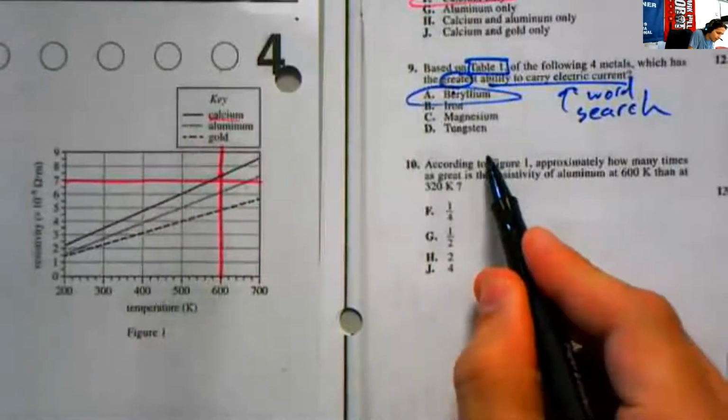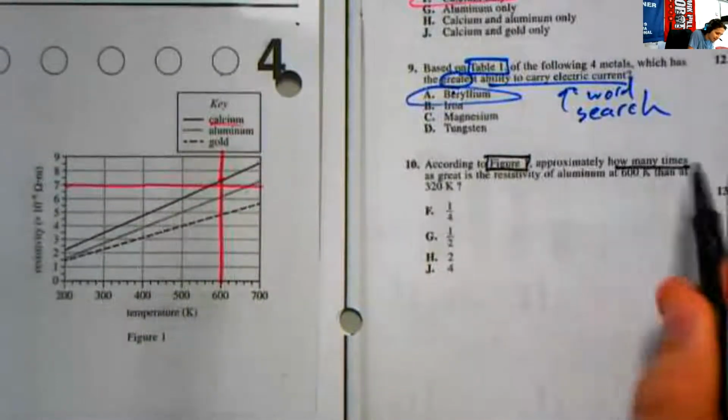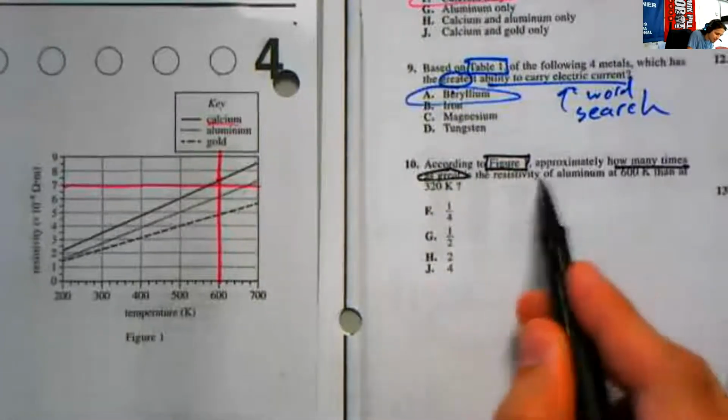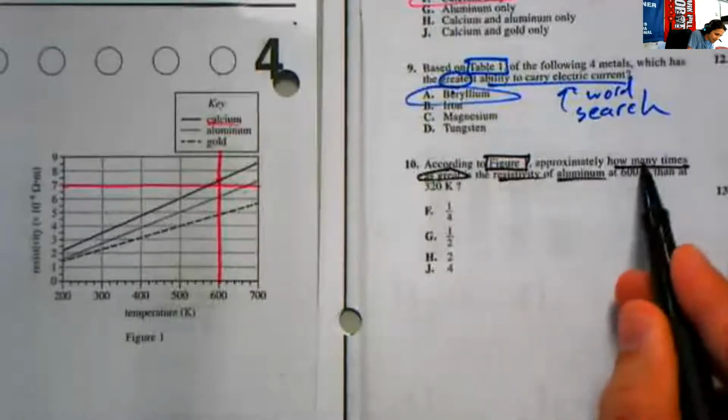Let's keep it rolling. Number 10, according to figure 1. All right, so I'm going to be referencing figure 1 off here to the left. I'll zoom out a little bit so maybe I can get this all in frame. According to figure 1, approximately how many times as great, I'm going to circle the words as great there, is the resistivity of aluminum at 600 than at 320. So I'm comparing the resistivity of aluminum at 600. How does that compare to the resistivity of aluminum at 320?